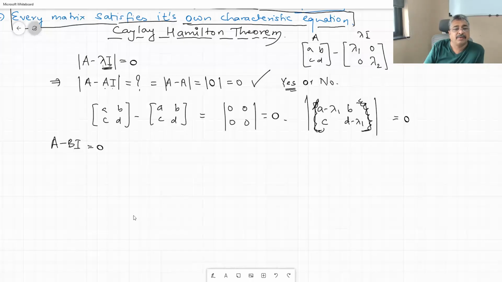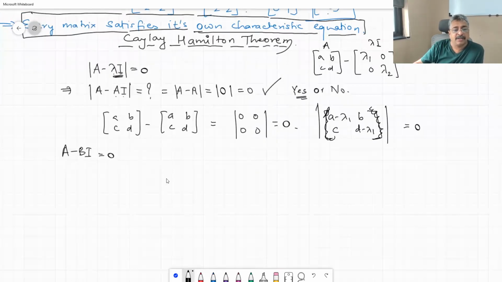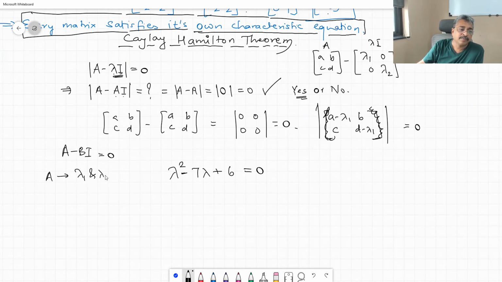Sir, one thing which I know, let me show it to you. Let us take the first one, lambda square minus 7 lambda plus 6 is equal to 0. Suppose we have a matrix A whose eigenvalues are lambda 1 and lambda 2, and there will be corresponding eigenvectors x1 and x2. We know this relation: Ax1 is equal to lambda 1 x1, Ax2 is equal to lambda 2 x2. These relations are known to us.